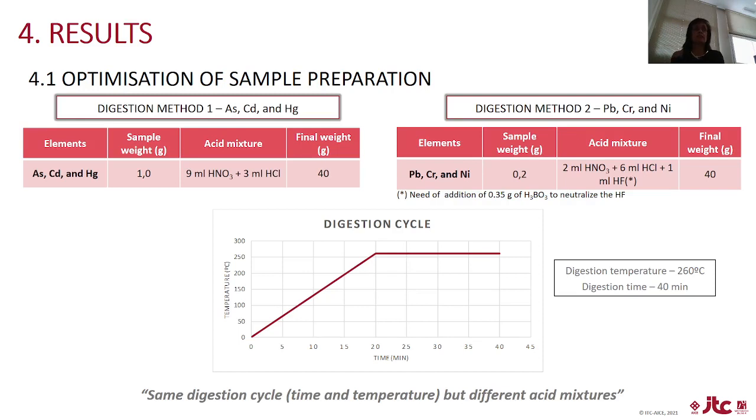Finally, 2 digestion methods were developed. One for arsenic, cadmium, and mercury, where 1 gram of sample and 12 milliliters of inverse aqua regia were used to digest. And another method for lead, chromium, and nickel, taking 0.2 grams of sample digested with 8 milliliters of aqua regia plus 1 milliliter of hydrofluoric acid.